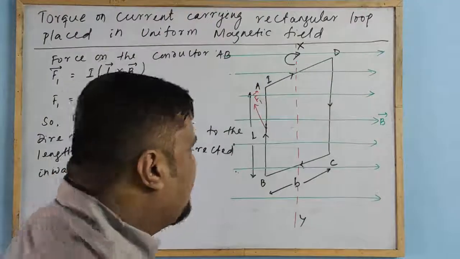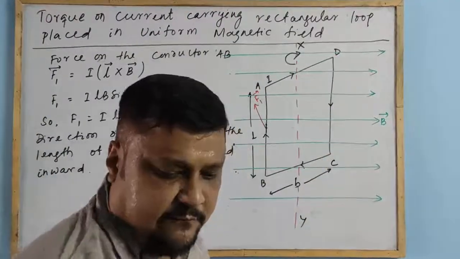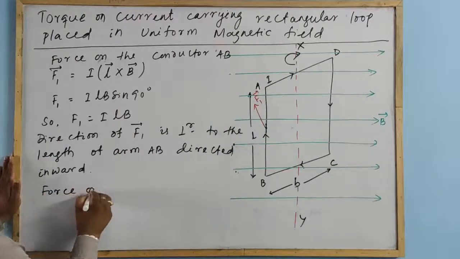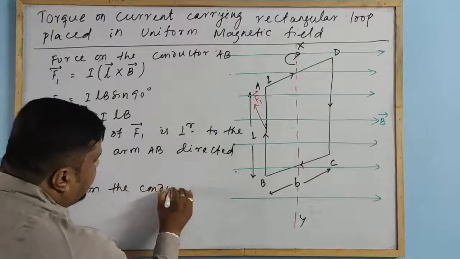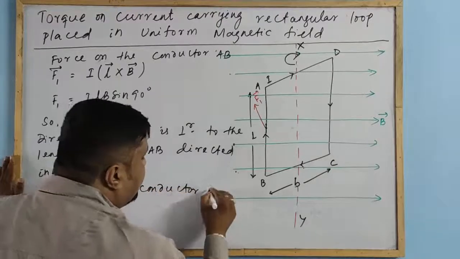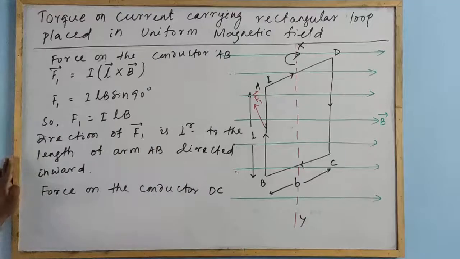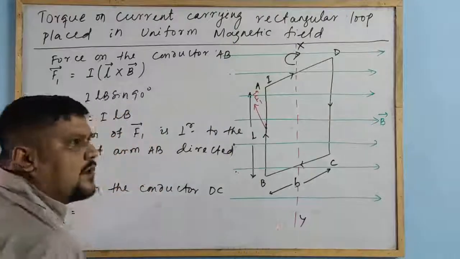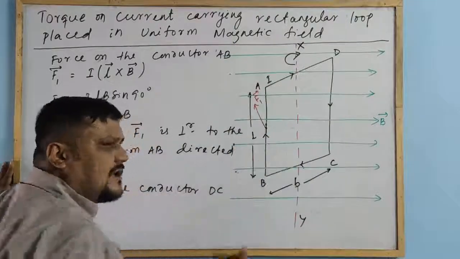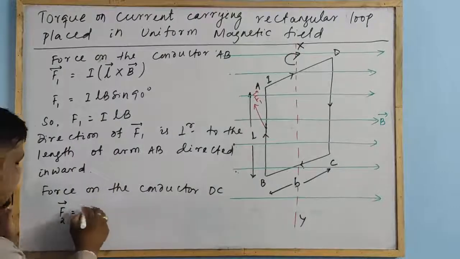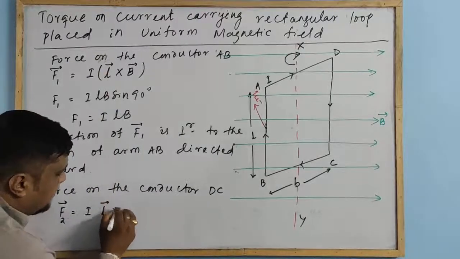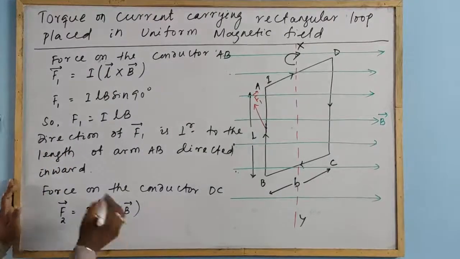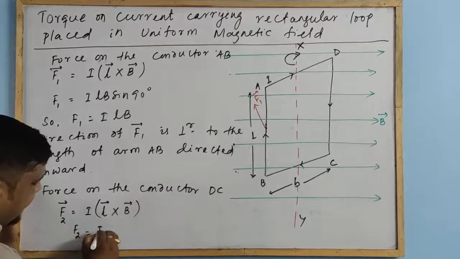First one. Then go to this side. The force on the conductor DC, let this be F2. For this side, let me take this as F2. Then I will go for the other one because they are on the axis, so I will discuss that later. F2 is equal to, again the same, I L cross B.